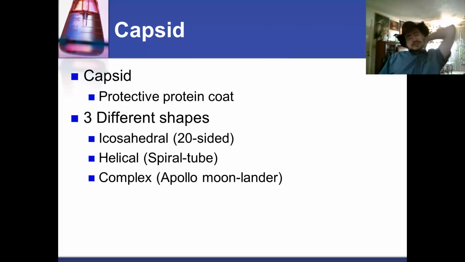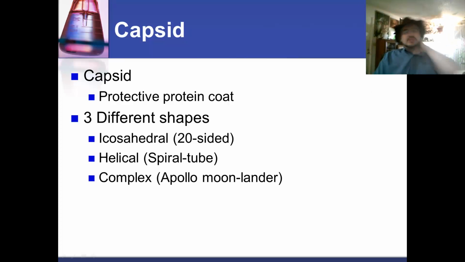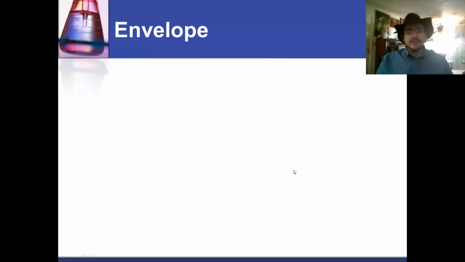There are, of course, some rare examples of things that don't fall into these 3 categories, like smallpox. Looks kind of like a big rectangle, but just about every virus falls into icosahedral, helical, or complex. And this complex category is exclusive to the bacteriophages. Remember at the beginning of chapter 10, when I talked about the Hershey-Chase experiment that used bacteriophages? Well, all bacteriophages are these complex capsids that look kind of like an Apollo moon lander. So let's get into it.